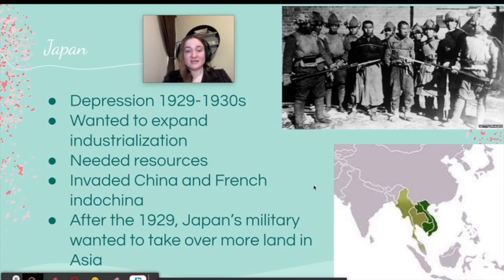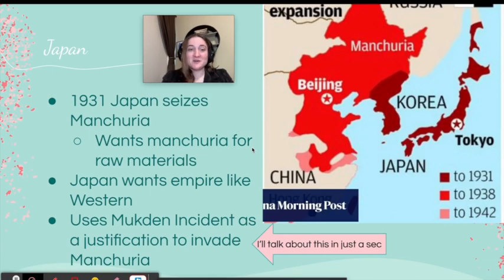And after 1929, Japan's military wanted to take over even more land in Asia. So in 1931, Japan seizes Manchuria, which you can see on the map is right here. So that's a pretty big chunk of China. They wanted Manchuria because it had a lot of raw materials, specifically oil. And Japan wants an empire just like Western countries, so we're talking France, Great Britain, Germany. They want to get in on colonizing different parts of the world to exploit different countries for resources.